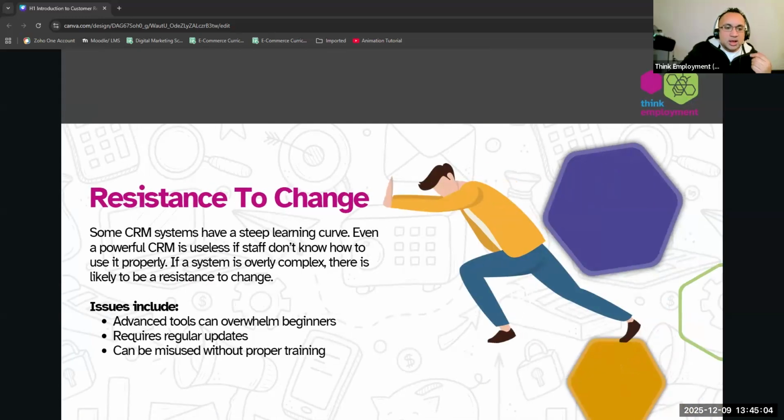Resistant to change, again, that is something that I've just explained, but advanced tools can overwhelm beginners. Okay, training provides that solution, requires regular updates. That I've seen in past organizations, I've seen that as a problem with CRMs that always have updates. So there was a CRM, I used to actually work for a funeral company, very short period of time because they had a lot of issues.